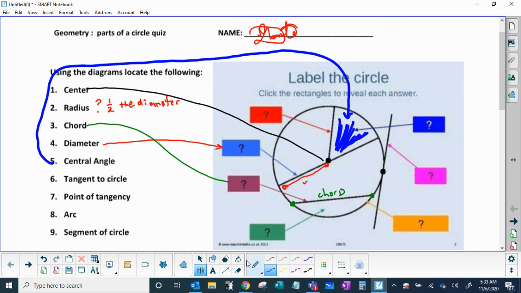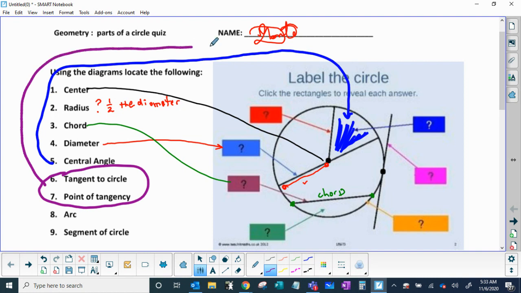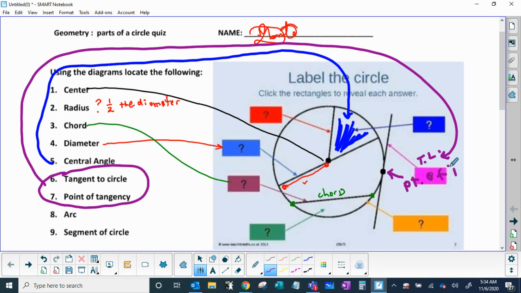Tangent to the circle and point of tangency are over here. Okay? So we'll grab a new color. I'm going to circle these because they go together. Okay? And we have the tangent line, and this is the point of tangency. Okay? And we need an arc.